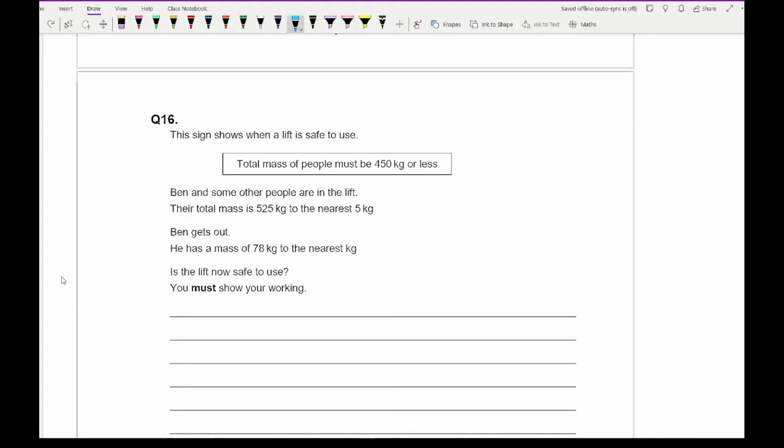So we're not going to touch that, the lift needs to have 450 or less. So here, in the worst case scenario, we're looking for the heaviest total weight, which in this case is going to be 527.5. And how I've got that is just 525 plus or minus 2.5. So for the upper, I'm going to add 2.5. So that's what I get.